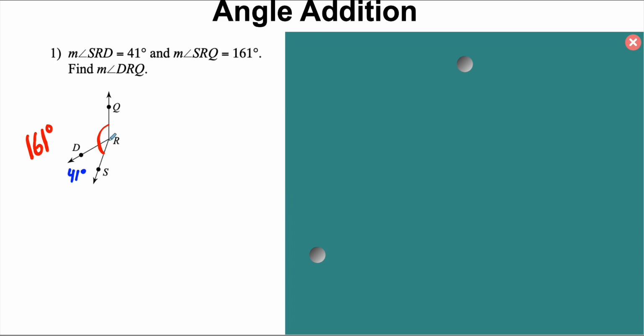DRQ is this angle right here, and I'm gonna call it X for now. So now what you're gonna do is we're gonna write an equation. This angle plus this angle here equals the whole angle of 161 degrees. Okay, so one more time. 41 degrees plus, I'm not gonna put the degrees right now, I'll put it in the end, X is equal to 161 degrees.